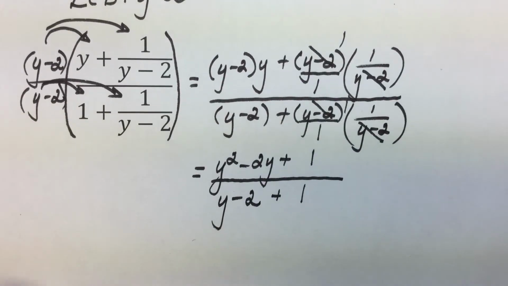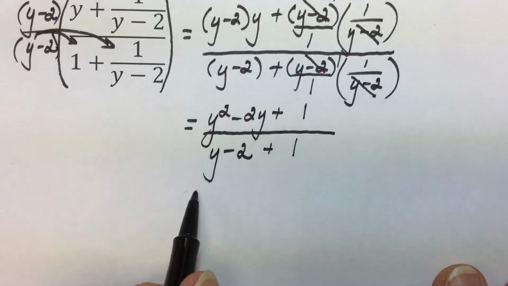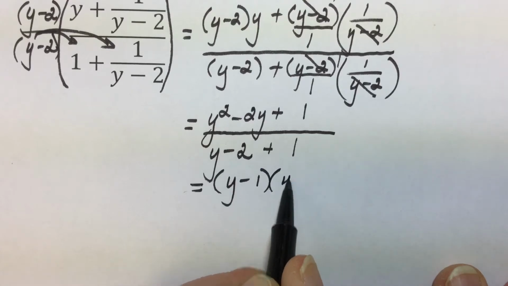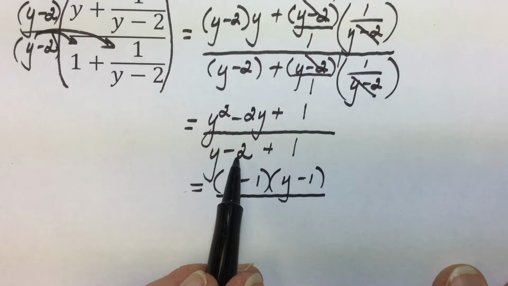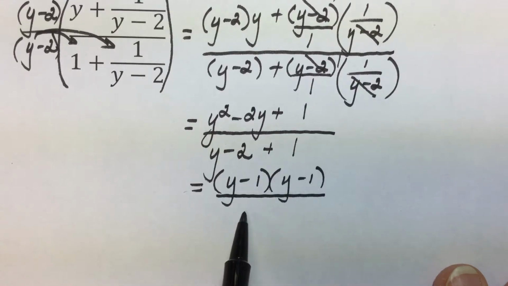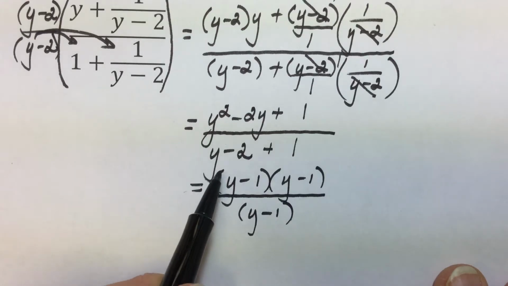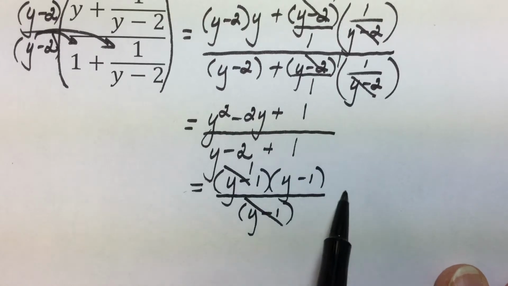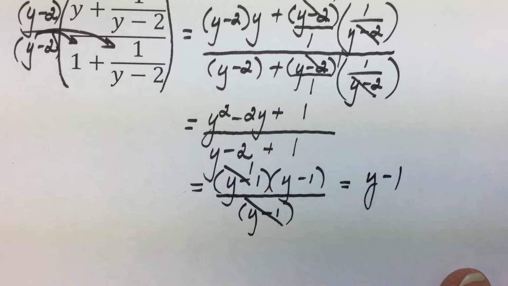In the numerator, we do have a trinomial that is factorable. It will factor into y minus 1 times y minus 1. The denominator, when we simplify, y minus 2 plus 1 simplifies into a y minus 1. And here we see we have a common factor over itself, which is equal to 1, leaving a final simplification to this complex rational expression of y minus 1.